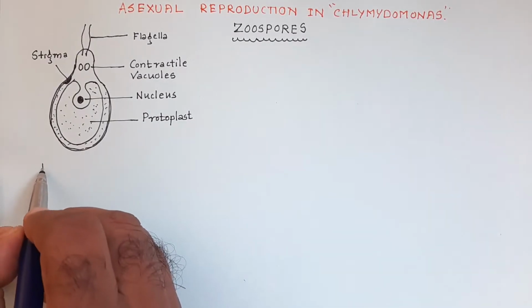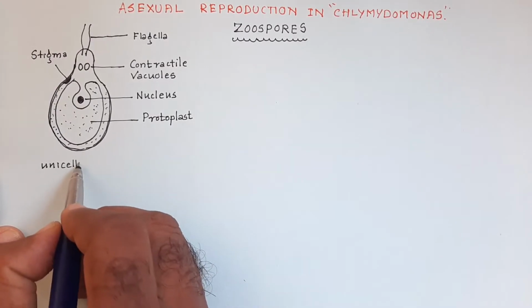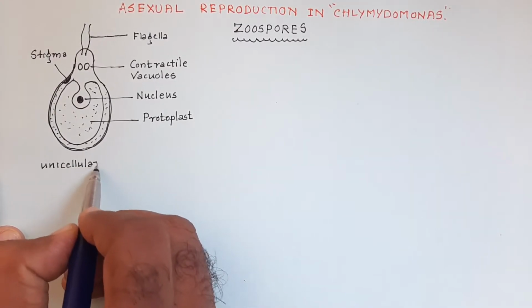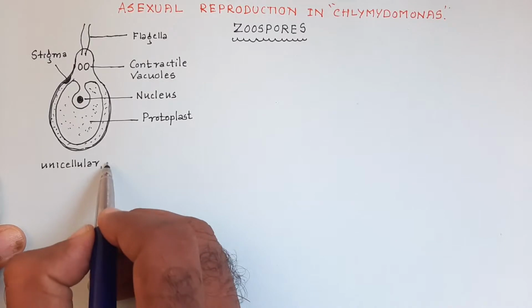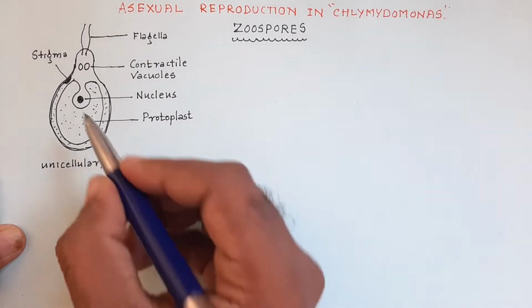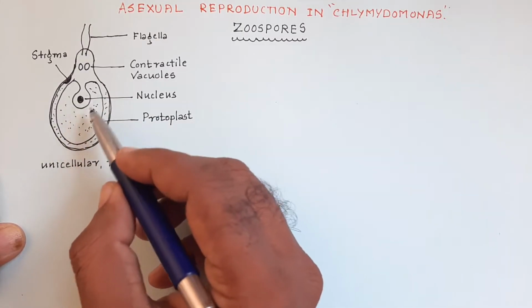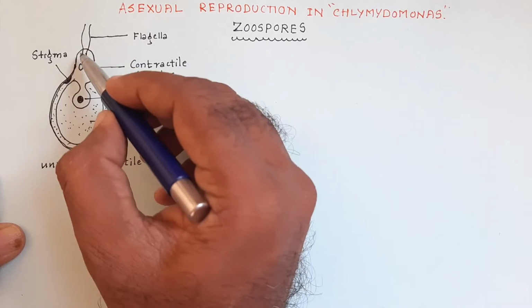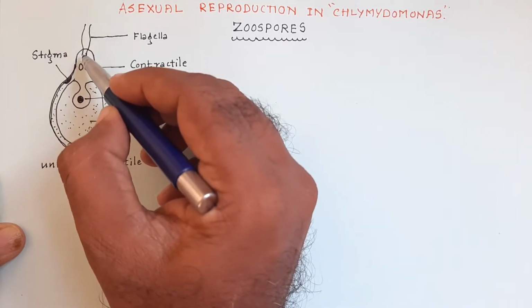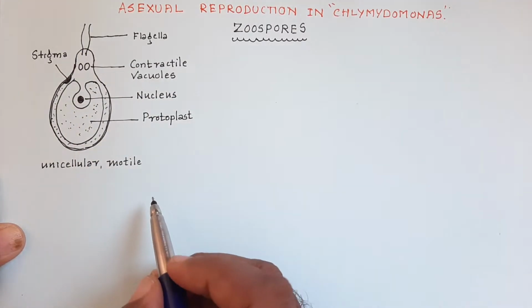We can consider it basically unicellular, made up of a single cell, and it is motile. Motile means Chlamydomonas swims in the water. It moves in the water with the help of whip-like structures, the flagellae. These are considered the locomotory organs.